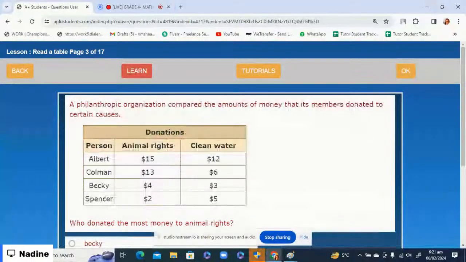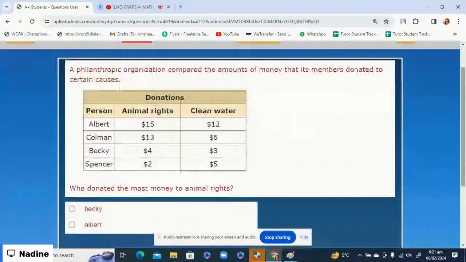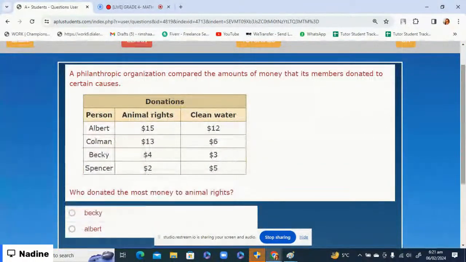All right then. Okay, solve this one. A philanthropic organization compared the amount of money that its members donated to certain causes. Donations are given, persons are given, that is Albert, Coleman, Becky, and Spencer. Animal rights is given and clean water is given, okay? These are given things.